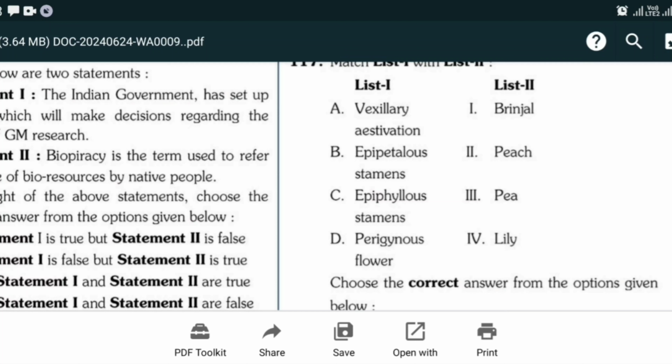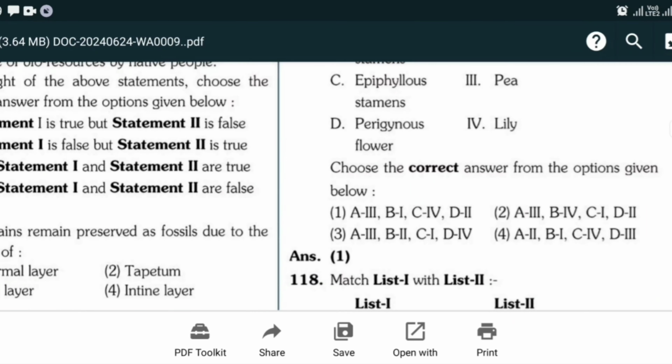Then epiphyllous condition means stamens attached to the perianth. So this is seen in the Liliaceae family. So the answer is lily. Then perigynous condition. Here peach, plum, rose are the examples of perigynous, which is given in NCERT. So the correct option for D is the second. So if we see all these matches, then the answer will be the first option.